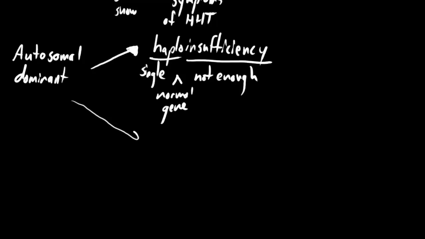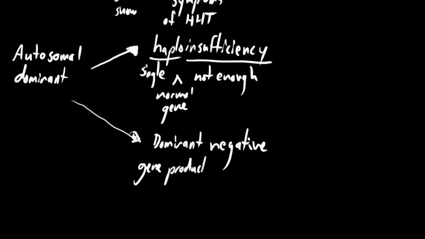The other idea here is the idea of a dominant negative. Dominant negative mutation. And a dominant negative mutation is a mutation where the product of the gene interferes with the wild type gene.